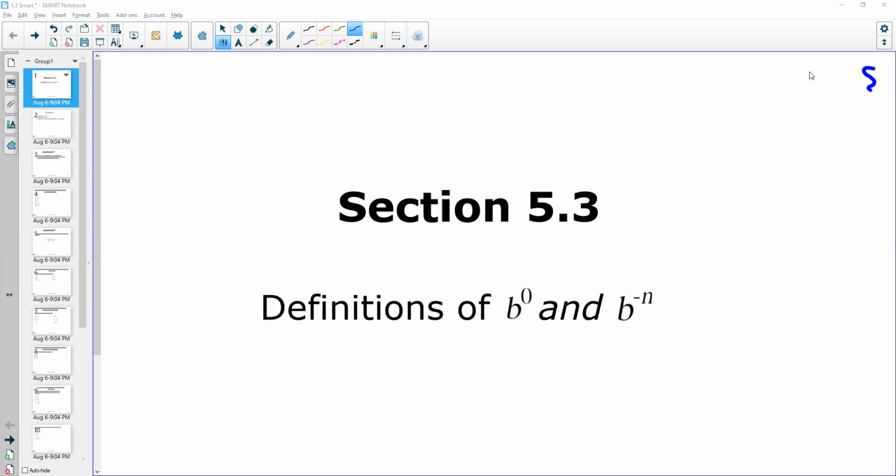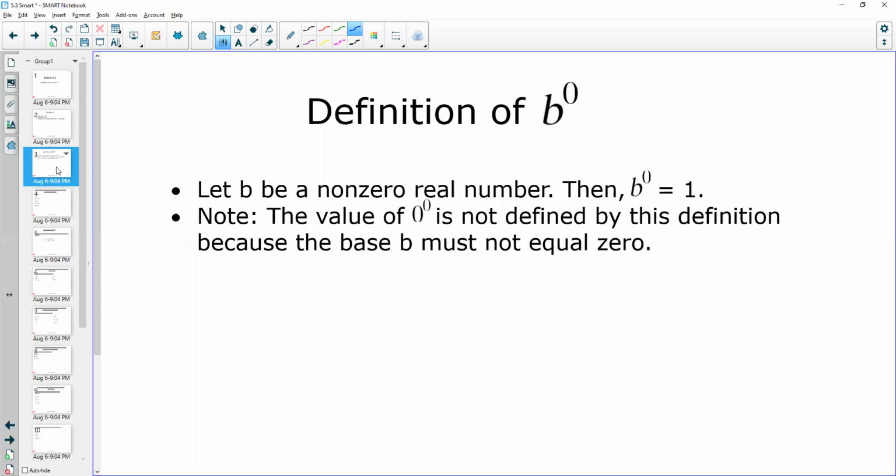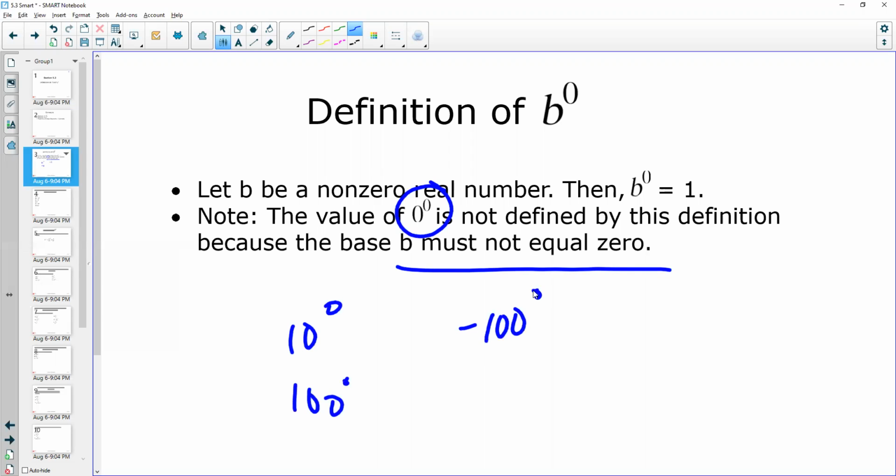So let's get started. All right, so the definition of b to the 0 is always that anything raised to the 0 power is 1. The only thing not captured in this definition is 0 to the 0 power because b can't be 0, so 0 to the 0 power is undefined. But anything else, 10 to the 0 power, 100 to the 0 power, negative 100 to the 0 power, 5,362 to the 0 power, all of them, no matter what, equal 1, period, every time.